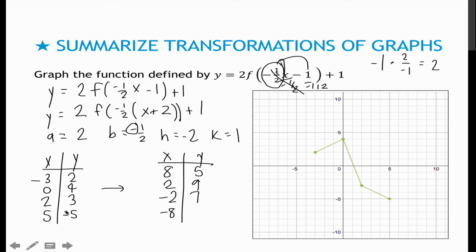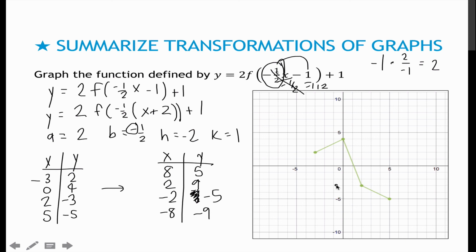Oops, I see my mistake. Let's go back a little bit. This should be 2, negative 3. I thought there was something wrong there. Let's go back and fix this one. Negative 3 times 2 is negative 6, plus 1 is negative 5. That's more like it. And now this one, negative 5 times 2 is negative 10, plus 1 is negative 9.